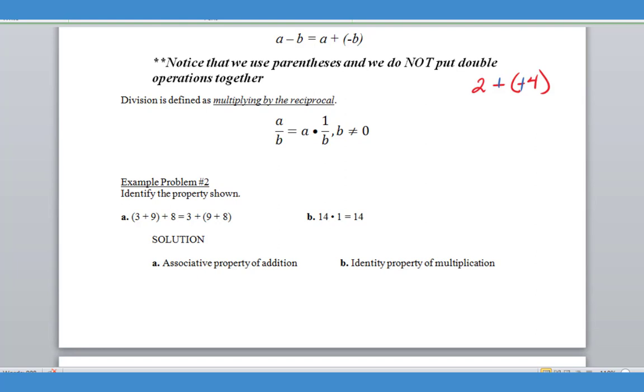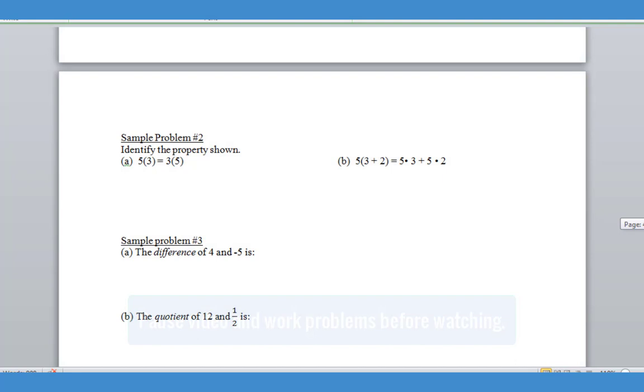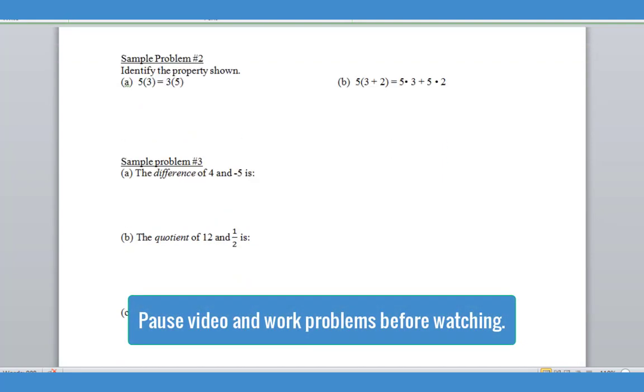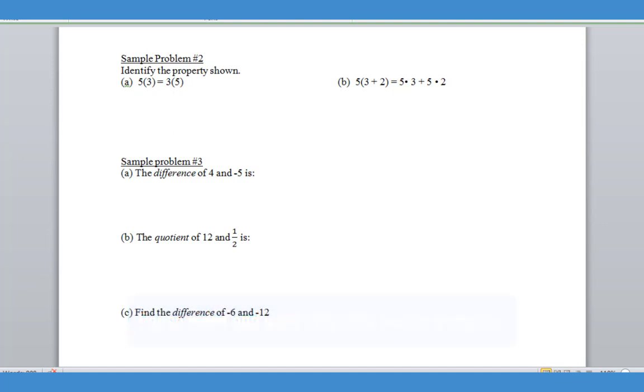So let's take a look at a couple examples. Sample problem number 2, you can go ahead and pause the video and work on sample problem number 2, and you can also work on sample problem number 3, parts A, B, and C, knowing the language in italics. So go ahead and pause the video at this time.